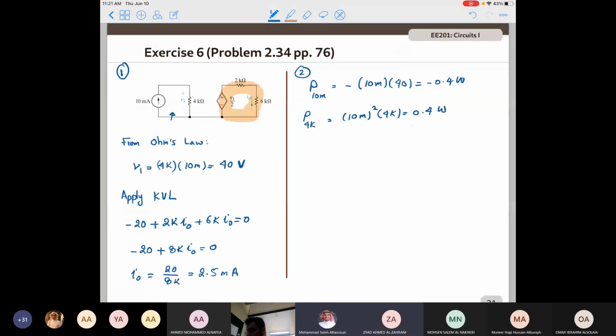Clearly, these two circuits or these two loops are independent, since here the power generated in this loop by the 10 milliampere source is being completely dissipated by the 4 kilo ohm resistor. So now let's see the power generated by the 20 volts source or negative 20 volt source.